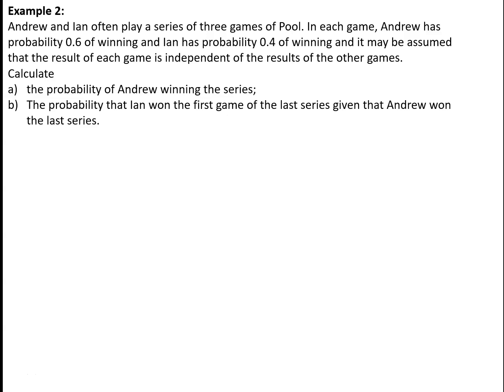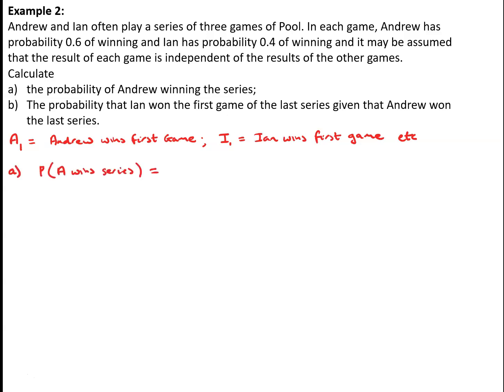So for part A, the probability of Andrew winning the series is the probability, first of all, that he wins all 3 games, or he wins the first 2 games and Ian wins the third game, or Andrew wins the first, Ian wins the second, and Andrew wins the third, or Ian wins the first, Andrew wins the second, Andrew wins the third.